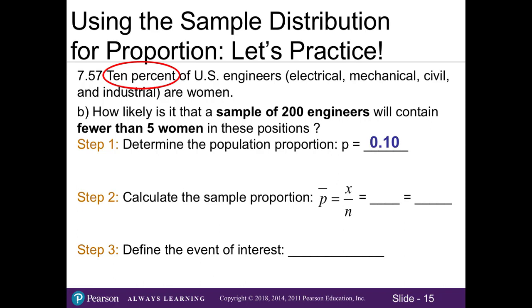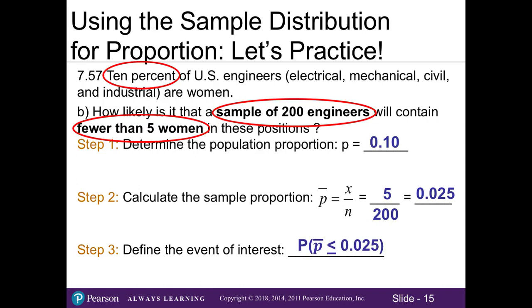In step 2, we want to calculate the sample proportion. So we're going to look at our pieces in part B. In this case, we have our sample of 200 engineers, so we'll put that in where our n is, and we're interested in knowing the chance that it will contain fewer than 5 women. So our x is still our attribute of being a woman, and here the number specifically is 5. So when we take 5 divided by 200, our sample proportion is 0.025. Do not round. In step 3, we want to define the event of interest according to our question B. In this case, we want to know the probability that our sample proportion is fewer than 0.025.